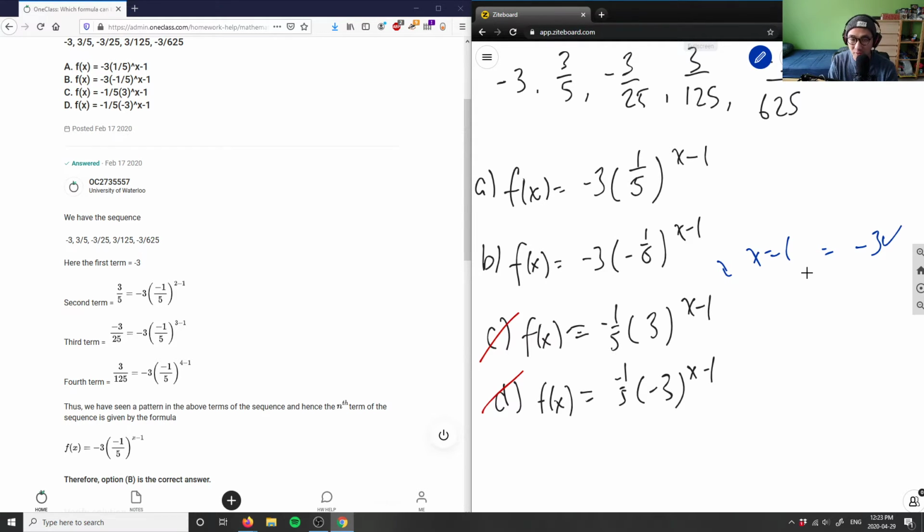If I did the same thing for this one here, if I put 1 in, 1/5 to the power of 0 is 1, sorry, it would be 1/5 to the power of 0, and then I would also have negative 3. Would I have negative 3 as my value? So here x equals 1, 1/5 to the power of 0 is 1, and this would also equal negative 3.